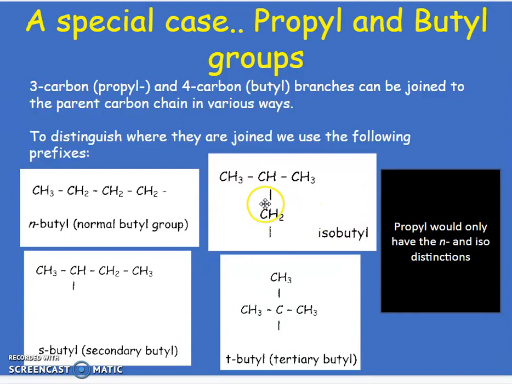Isobutyl is where you have one carbon and then three. It's almost like, imagine this was gone, it would be like an isopropyl, but you have four carbons. So there's an extra carbon there, isobutyl. S-butyl is attached at the second carbon. So instead of carbon one, it's attached to the second carbon. And T-butyl is where you have one, two, three. It's attached in the middle, and then there's an additional carbon. T-butyl stands for tertiary butyl, but you would just say T-butyl.